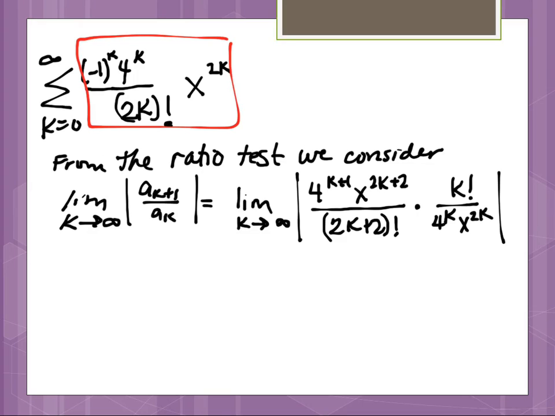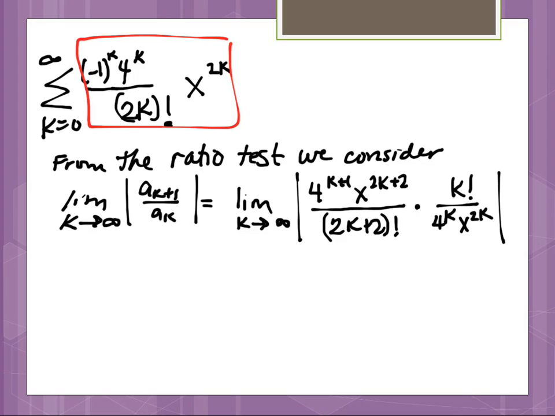With the exception of the variable x, everything inside those absolute values is already positive, right? So the only part that's really going to be possibly negative anyway is that x to the 2k plus 2, or the x to the 2k in the denominator. We can start simplifying some stuff. What do you see that can simplify?